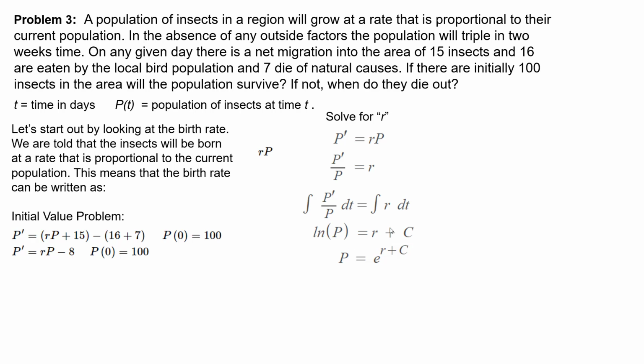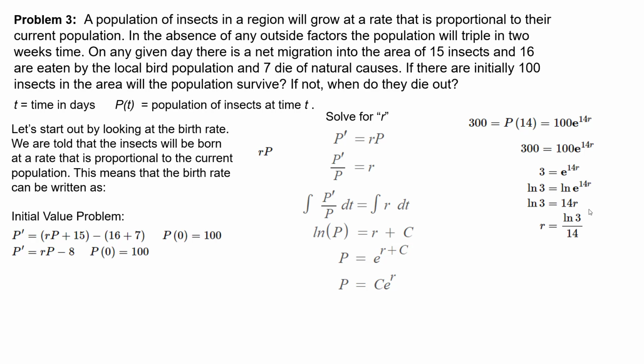Raise each side to e. You get P equals e raised to Rt plus C. Then you can apply the initial condition. Or rather, it says that after 2 weeks or 14 days, there'll be 300. So you can do that. And then you can figure out what R is, right? So R is natural log of 3 divided by 14. Okay. All right. So now we're ready to solve our initial value problem.